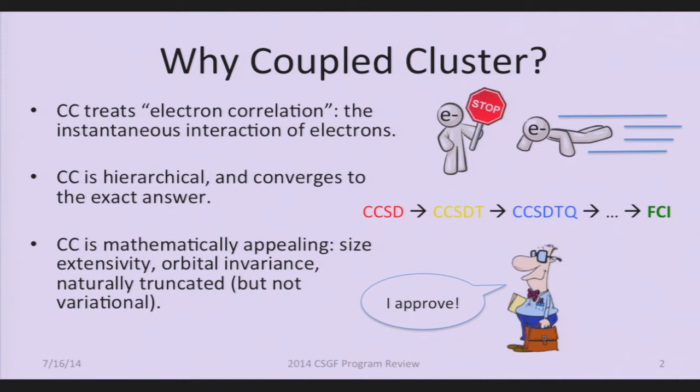It has a lot of mathematical properties and physical properties that are nice. It's size extensive, which is something that coupled cluster chemists and other chemists talk about ad nauseam. It's orbital invariant, naturally truncated, and so on and so on. But we're not going to talk about those too much today.